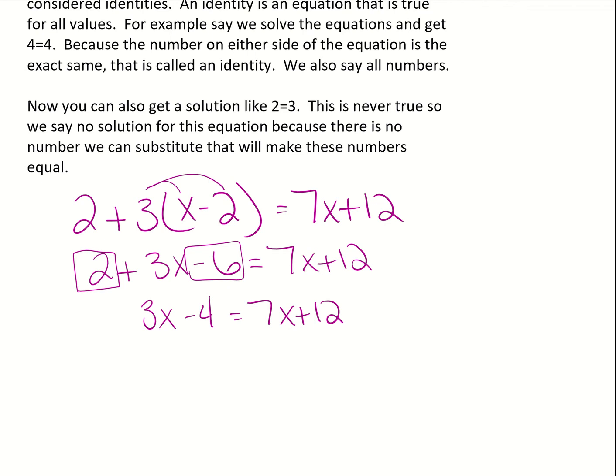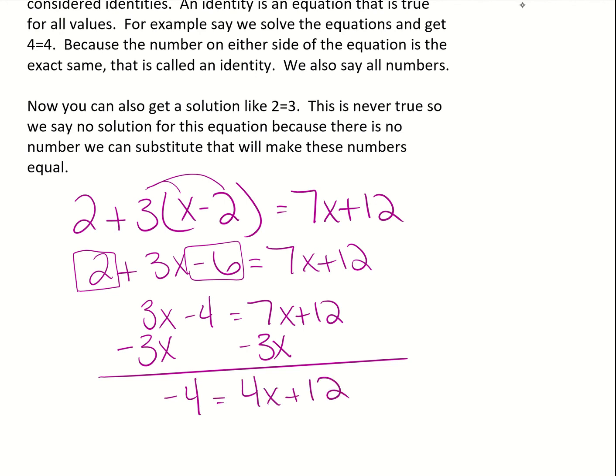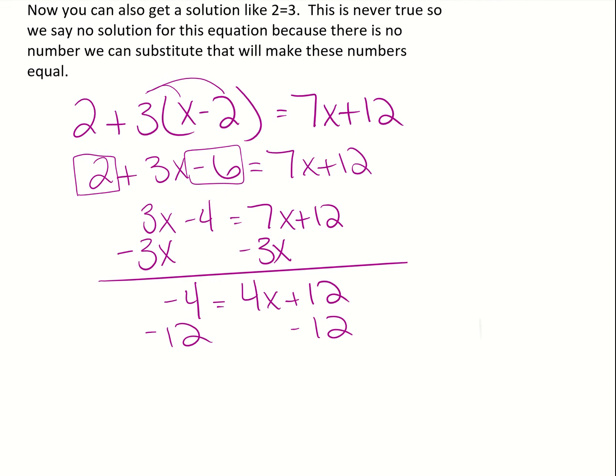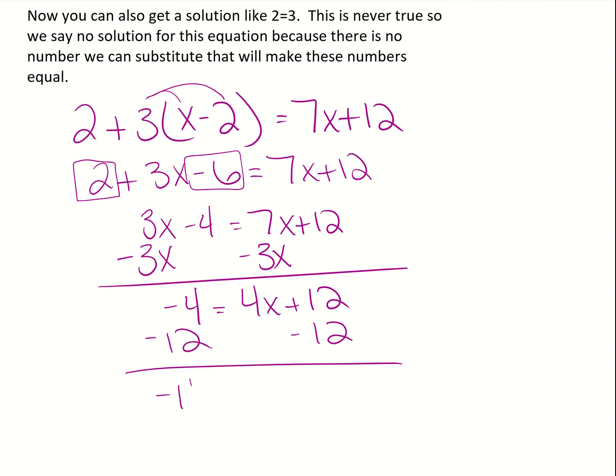I'm just going to go left to right. So I'm going to subtract 3x first. And I'm going to get negative 4 is equal to 4x plus 12. Now I have the terms with the variables on one side. I want to move this constant over so I can solve. So I'm going to subtract 12. And I get negative 16 is equal to 4x. Now to solve for x, I divide by 4. And I get x is equal to negative 4.